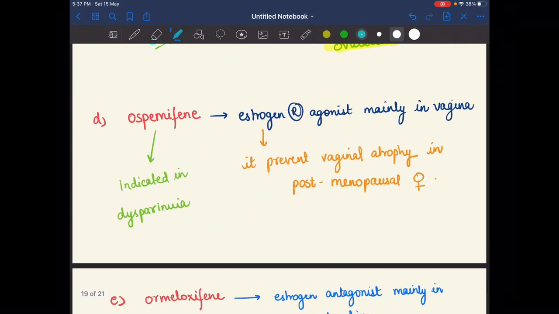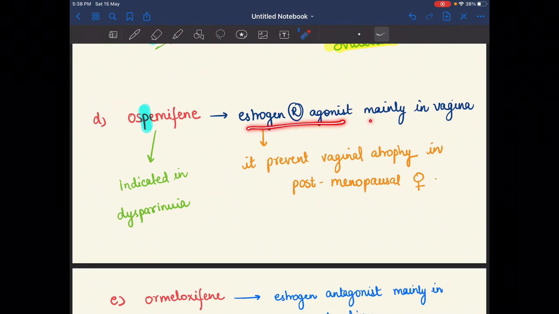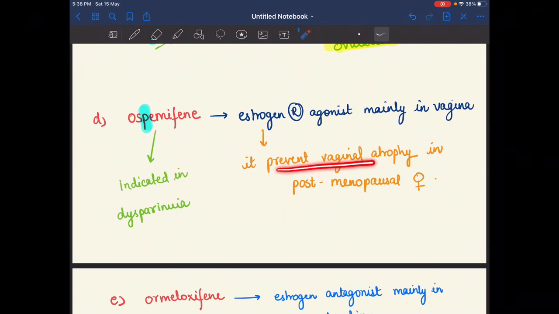Next one is ospemifene. Here P means pain. So it is given in the pain after menopause. In the postmenopausal female, it is given in pain. Basically, it is an estrogen receptor agonist, mainly in the vagina. It prevents vaginal atrophy. After menopause, vaginal atrophy occurs in the female. So it is used in the postmenopausal female to prevent the vaginal atrophy.